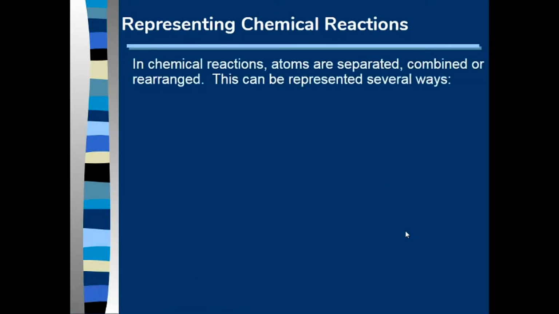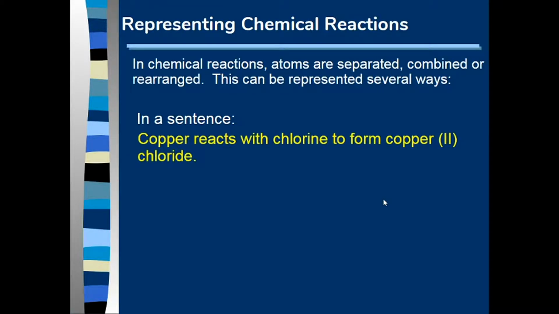Now, we can represent these reactions in 3 different ways. The first way is a sentence. So if you're ever reading a scientific paper, or maybe it's not even a scientific paper, maybe you're reading a newspaper article about COVID describing the chemical reaction that takes place in the body with some new drug, you might read a sentence as opposed to a chemical equation. So here's a sentence that describes a reaction.